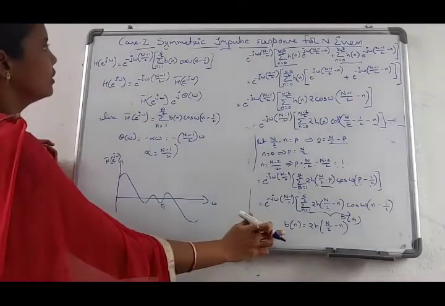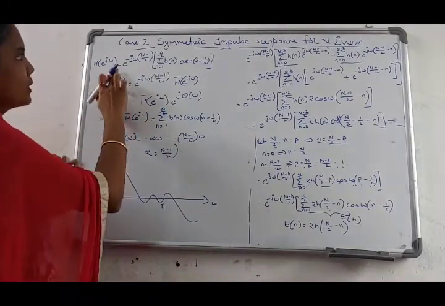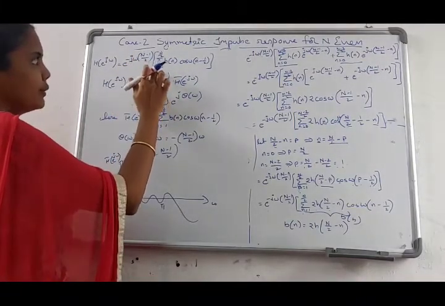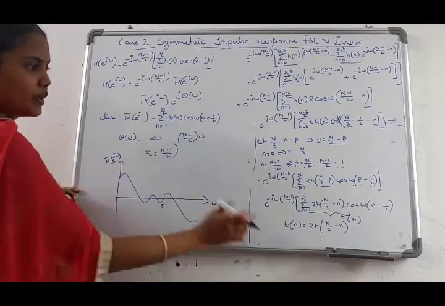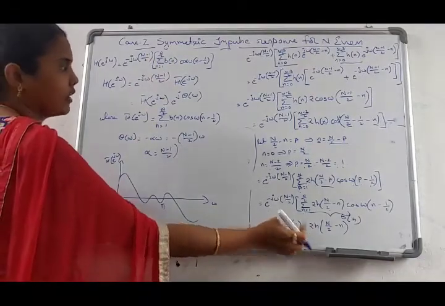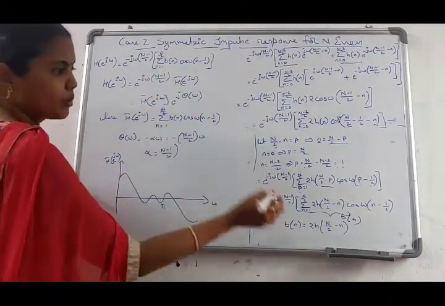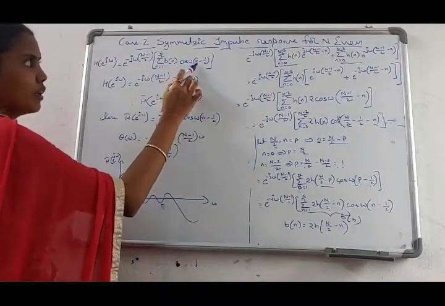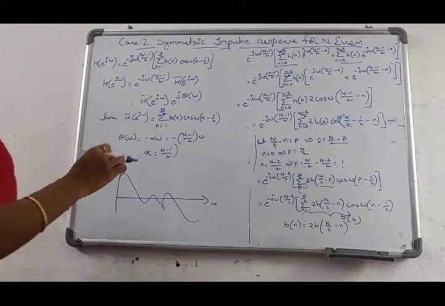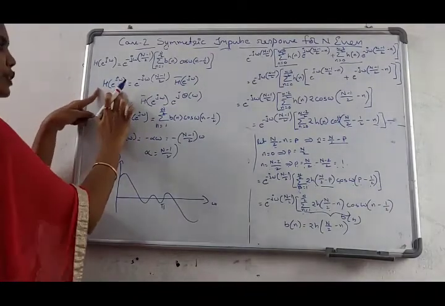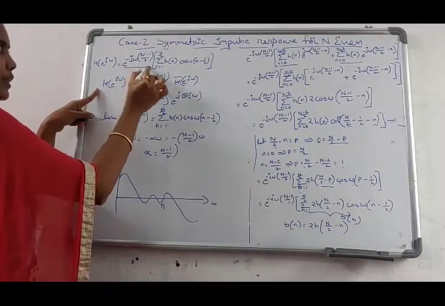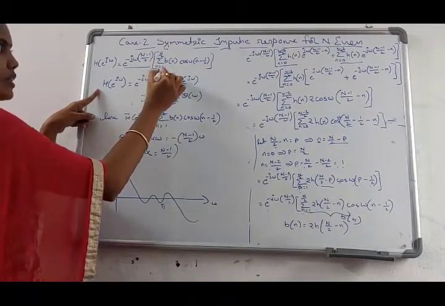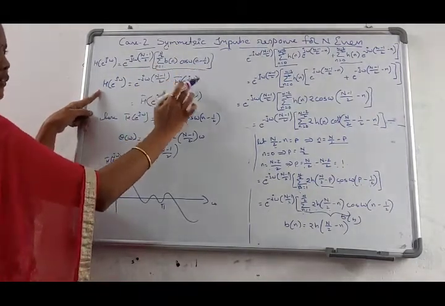Now, H of e power j omega is equal to e power minus j omega (N minus 1) by 2 into summation n is equal to 1 to N by 2. Substitute b of n here. So b of n is nothing but this. You have to write it as b of n cos of omega (n minus 1 by 2). So now H of e power j omega is equal to e power minus j omega (N minus 1) by 2, and this term you have to write as H bar of e power j omega.